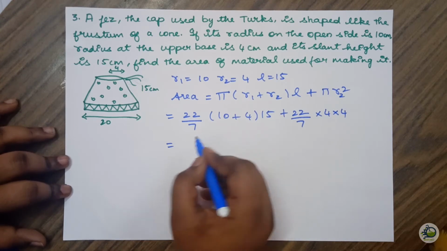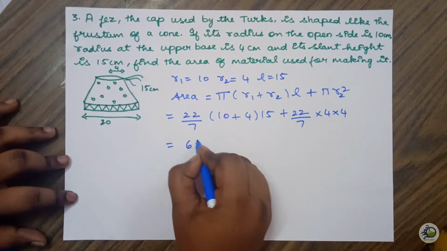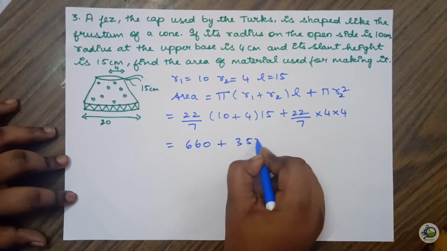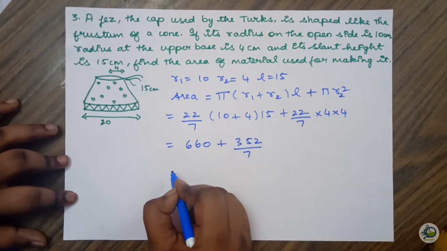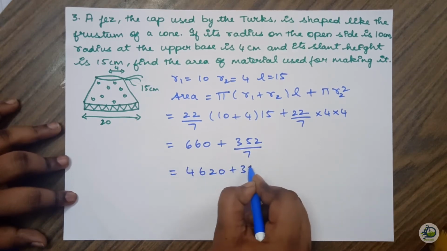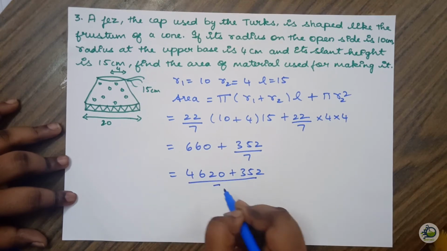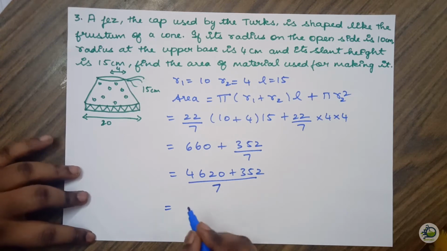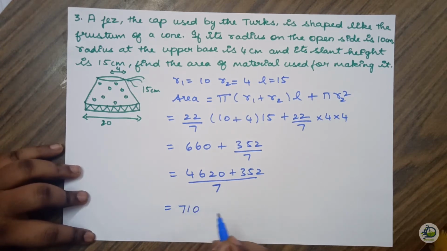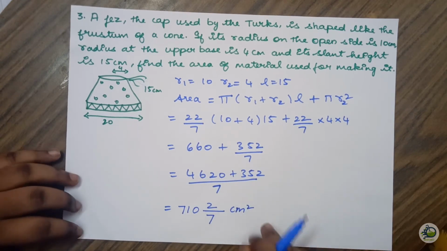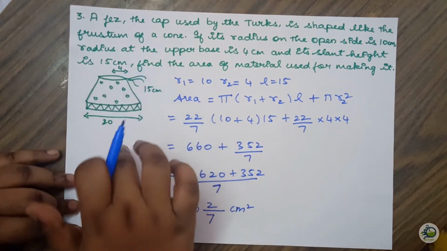While solving this we will be getting 660 plus 352 by 7. When I take the LCM I will get (4620 plus 352) divided by 7. When I divide and convert it to a mixed fraction, I will be getting 710 by 7 centimeter square, which is the area of material needed to make this cap.